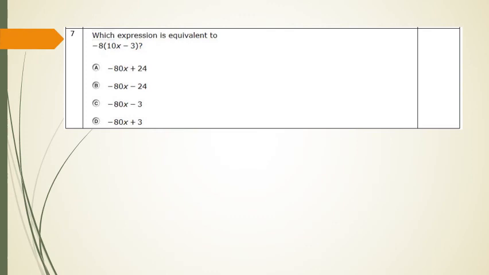Which expression is equivalent to negative 8 times the quantity of 10x minus 3? This is another distributive property problem. So negative 8 times the quantity of 10x minus 3. We need to distribute the negative 8 to all of the terms involved. So negative 8 times 10x would be negative 80x. Then I have this minus sign here, so I'm going to put a minus. And negative 8 times 3 is negative 24.